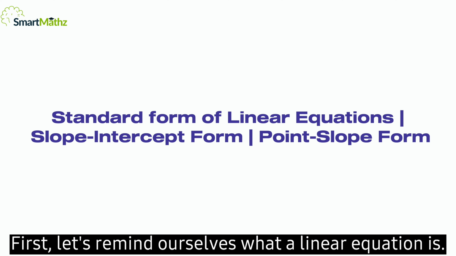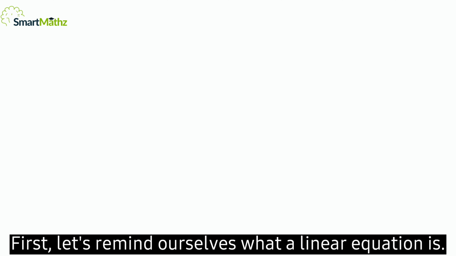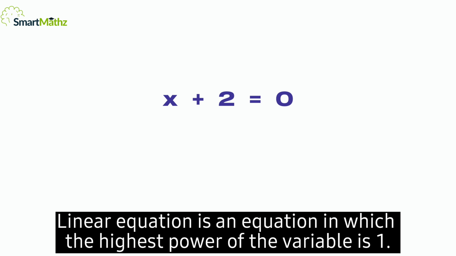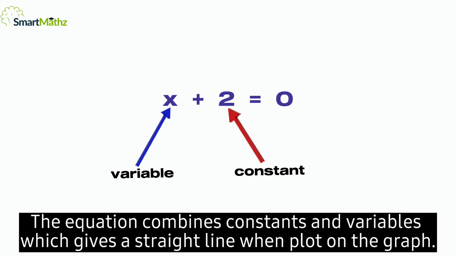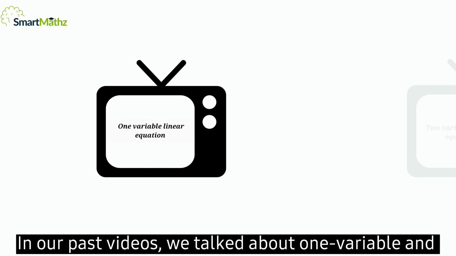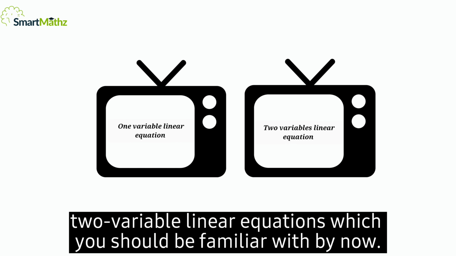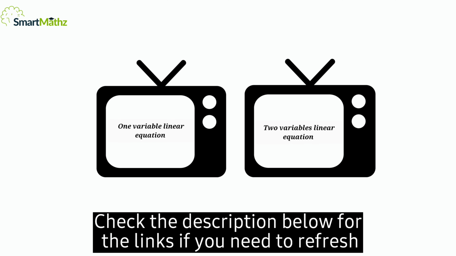First, let's remind ourselves what a linear equation is. A linear equation is an equation in which the highest power of the variable is 1. The equation combines constants and variables, which gives a straight line when plotted on the graph. In our past videos, we talked about one variable and two variable linear equations, which you should be familiar with by now. Check the description below for the links if you need to refresh.